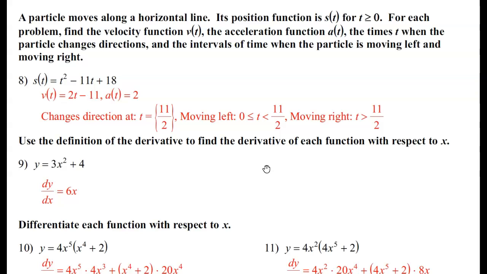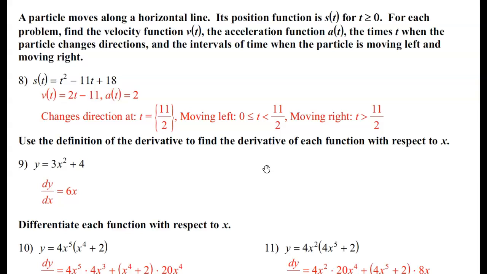Number 8 and 9. So again, we talked a lot about PVA, particle velocity and acceleration with movement along a line. So in number 8, you found your velocities and accelerations. And then you needed to find where it changed direction, which occurs when velocity is 0. And then we could find which direction it was moving by looking at the signs of the velocity. So it's moving to the left when velocity is negative. It's moving to the right when velocity is positive.